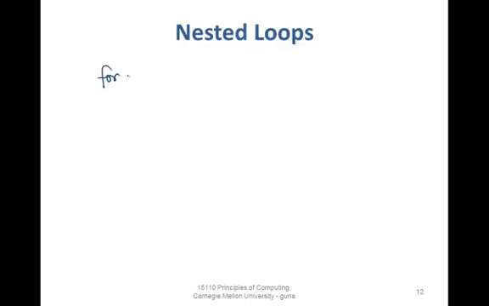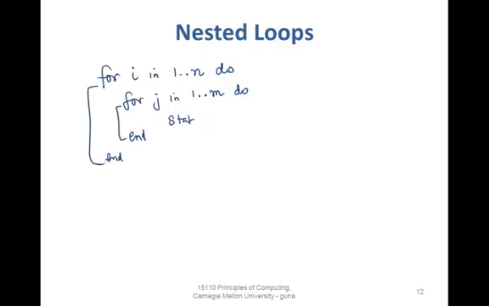The nested loops work like this. For I in, let's say we have a loop that runs from 1 to n, do. And then inside that is a loop that I nest called j. J from 1 to m, do. Notice that it was nested. And then I do some statement here. Okay, and this is the end of this for loop, and this is the end of this for loop.